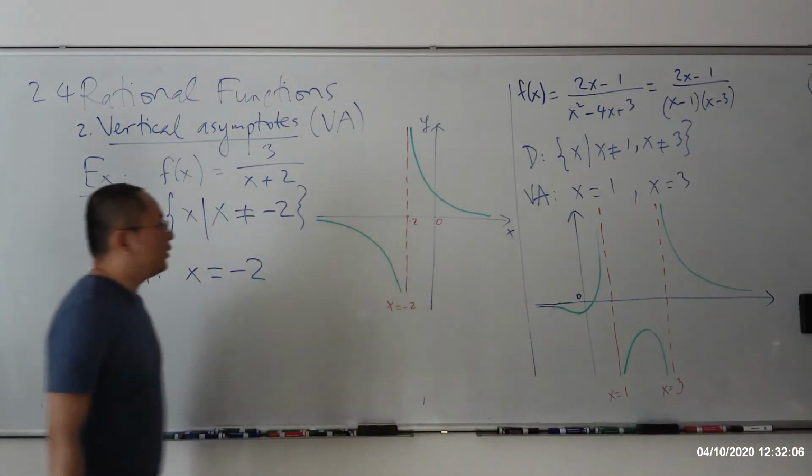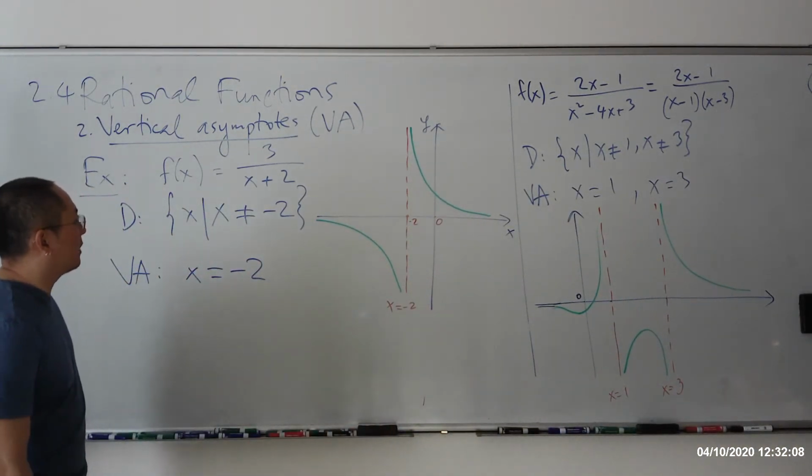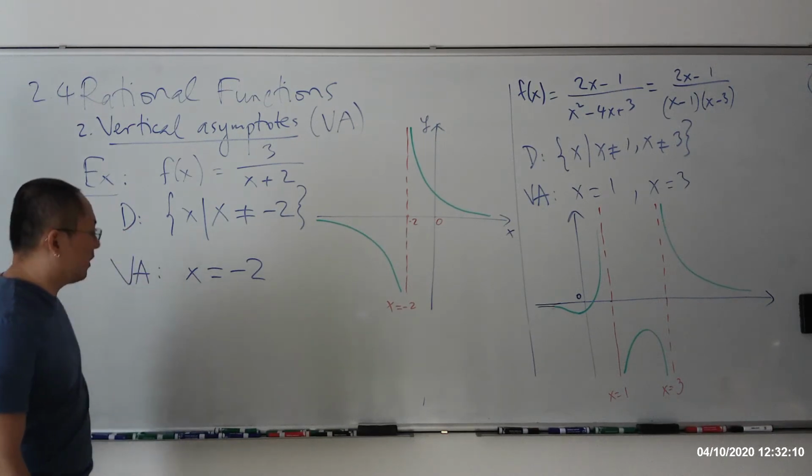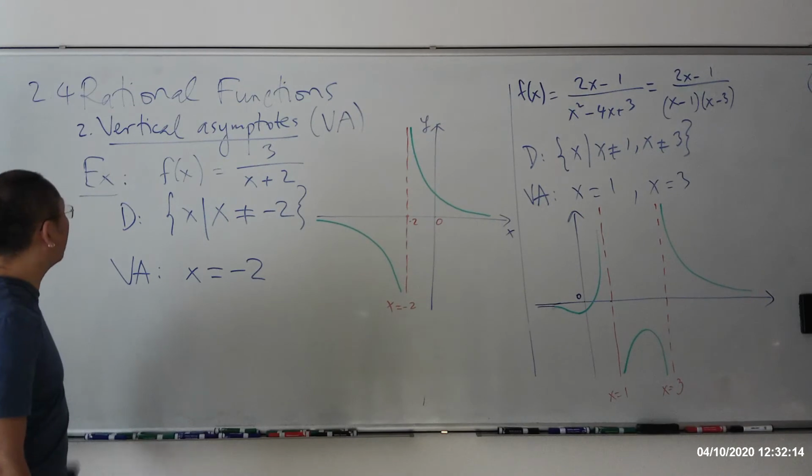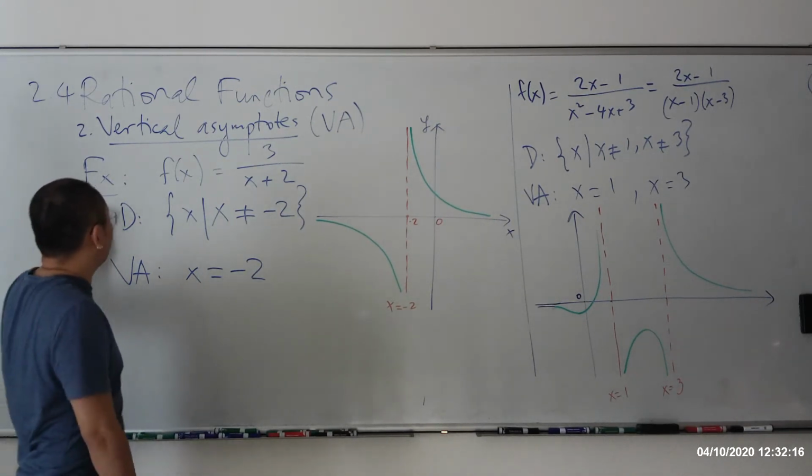Okay, we have two examples. Hopefully you see the connection between the domain and the vertical asymptote. However, we have some exceptions, so take a look. We go to the third example.